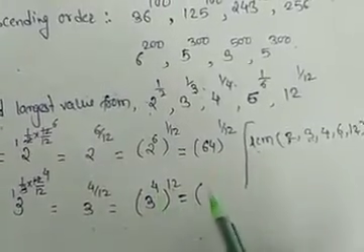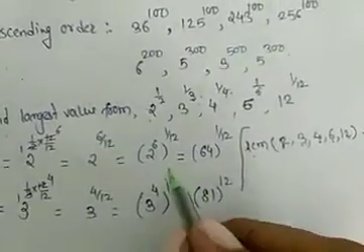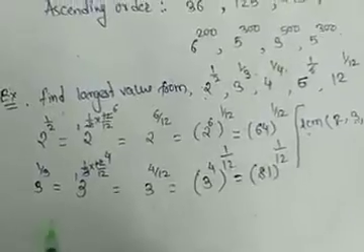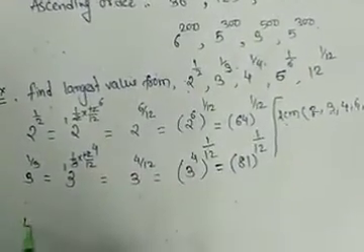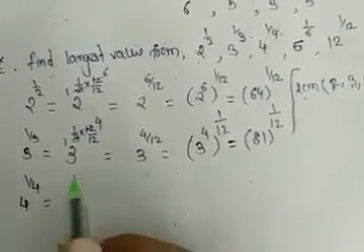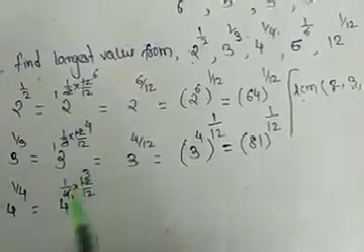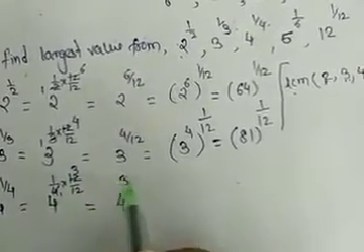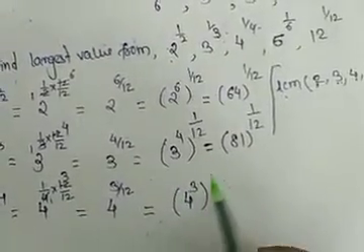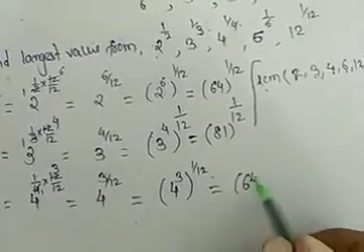Here 3 raised to 4 is 81 bracket raised to 1 upon 12. Okay. Next is 4 raised to 1 by 4, which is equal to 4 raised to 1 by 4 multiplied by 12 upon 12, which can be written as 4 raised to 3 upon 12, which gives 4 cubed, that is 64, bracket raised to 1 upon 12.